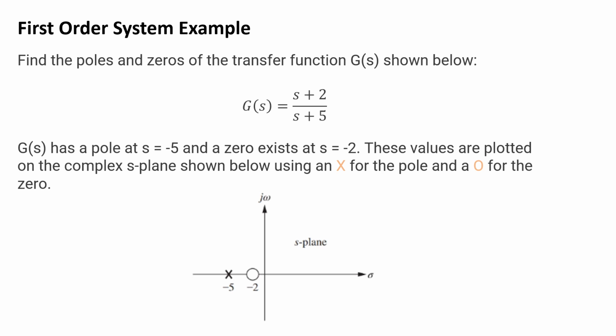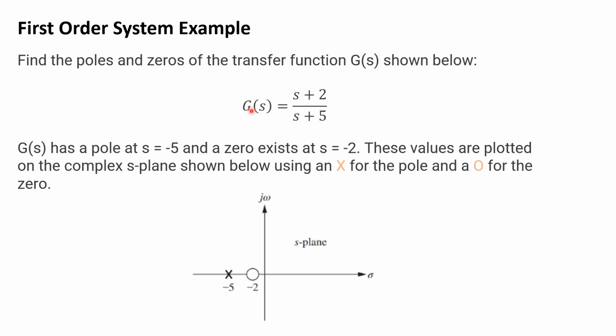So let's take a look at a very simple system. So here's our transfer function, G(s) equals (s plus 2) over (s plus 5). So first we look at this, it has a pole at minus 5, because if you plug in s equals minus 5, that makes G(s) go to infinity. And it has a 0 at s equals minus 2, because if you plug in s equals minus 2, that makes G(s) 0.